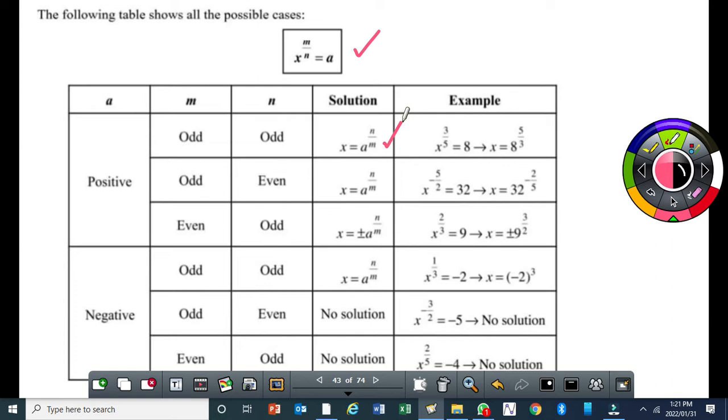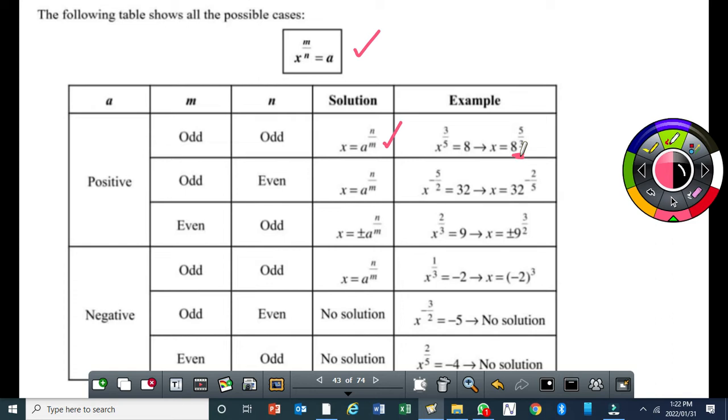For example, x to the power of 3 over 5 equals 8, straightforward, it becomes 8 to the power of 5 over 3. You find the cube root of 8, which is 2. You multiply that 2 by itself 5 times, and you get 32. So the answer here will be 32. Now you can check with the calculator: 8 to the power of 5 over 3 is 32.